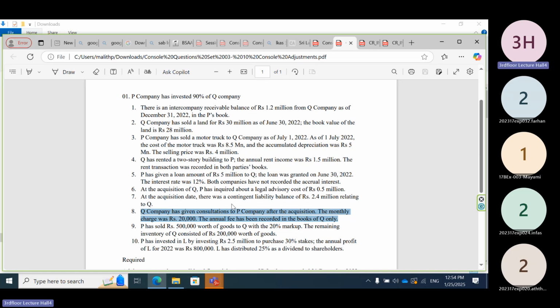Right. Now I'm moving to a very common, complex adjustment. Each and every paper this will be tested. That is number 9: Intercompany sales and unrealized gain. This is very important. Intercompany sales and unrealized gain.